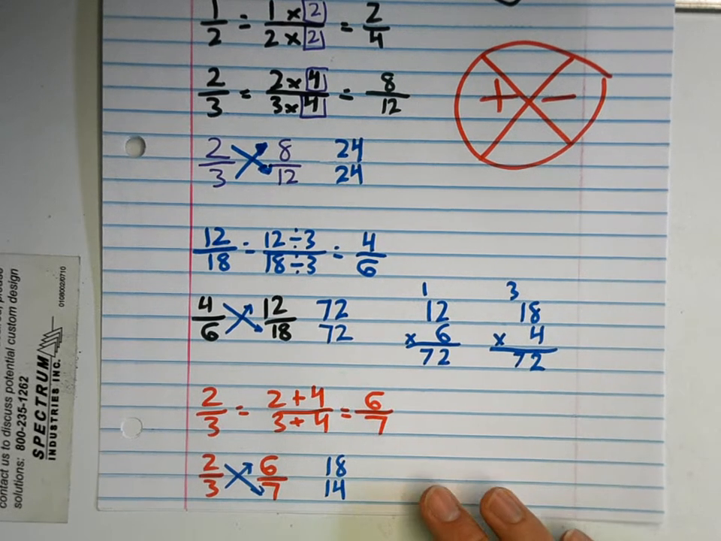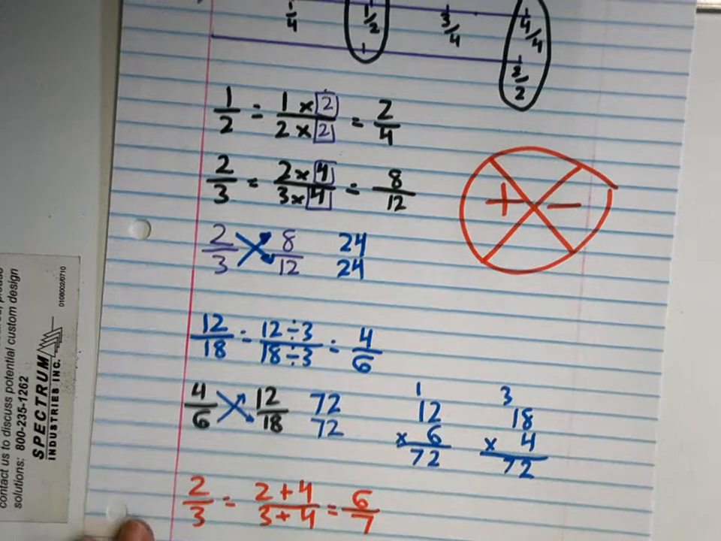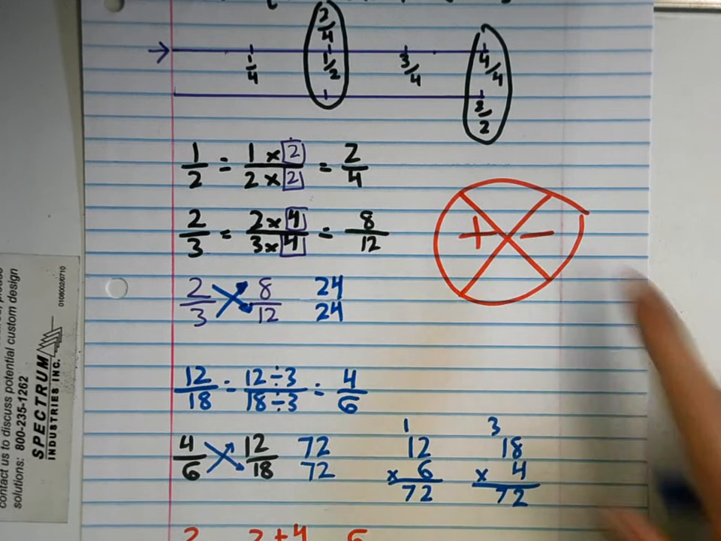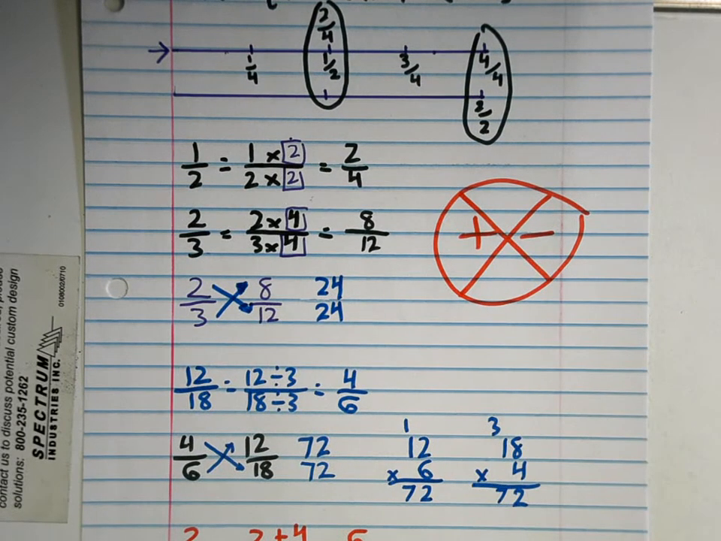They're not equivalent, are they? No, so we can't do addition and subtraction. Just because we add the same number to the numerator and the denominator, it will not make equivalent fractions. Only multiplication and division.